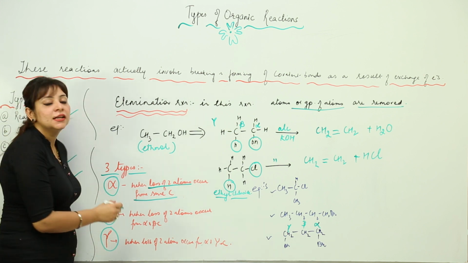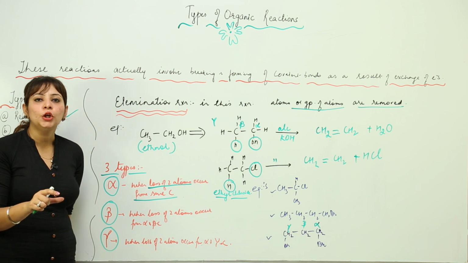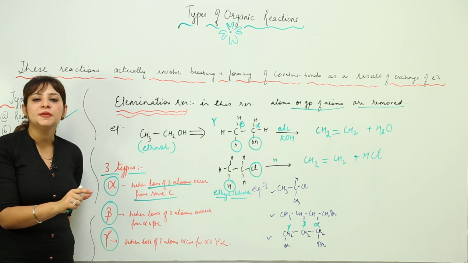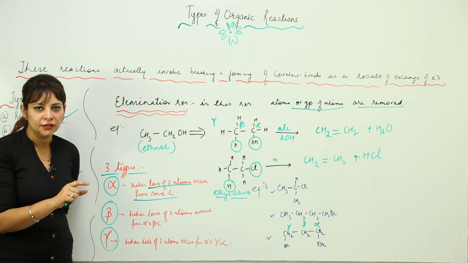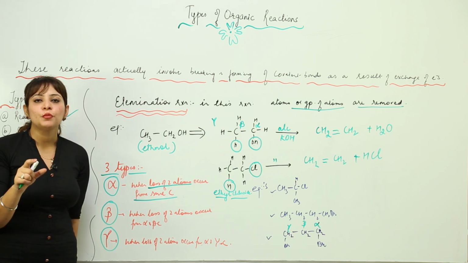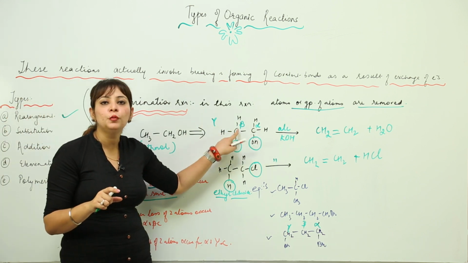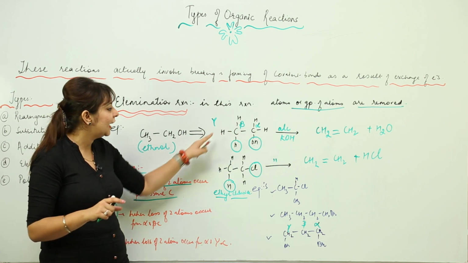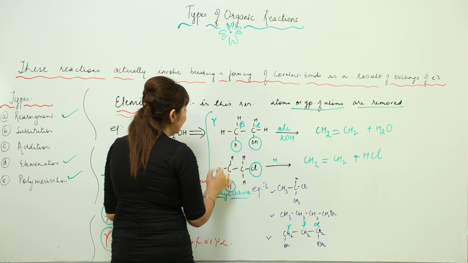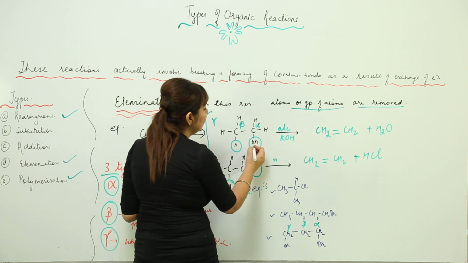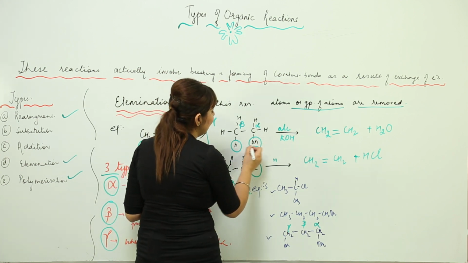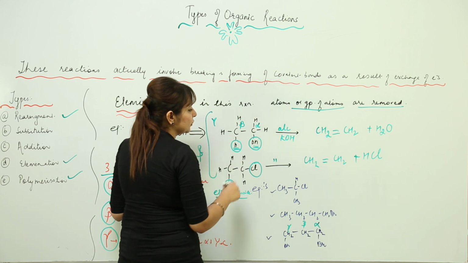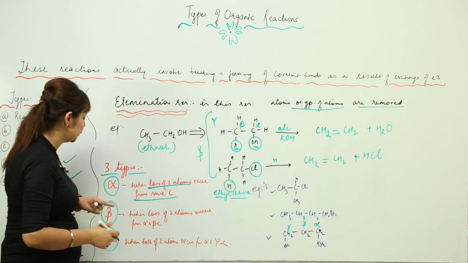Beta elimination is that in which one atom is lost from the alpha carbon and one atom is taken away from the beta carbon. I repeat, one atom we have removed from the alpha position and the other we have removed from the beta. If it is like that, then it is called beta elimination. Like in both the examples, it was beta elimination because I was taking one substituent from alpha and one atom from the beta position.